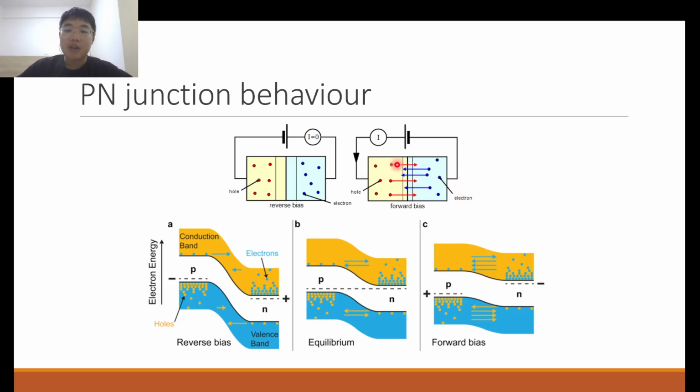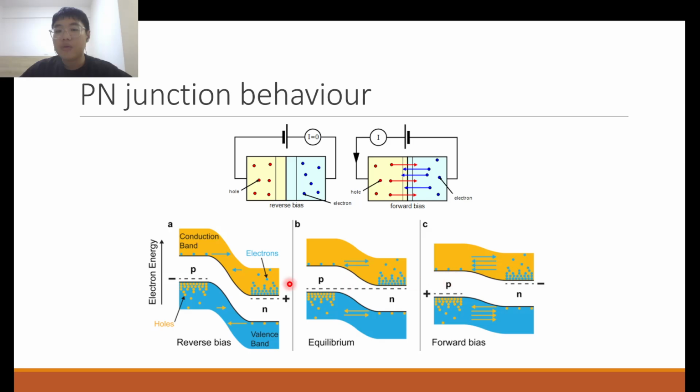So in forward bias, electrons and holes can flow, so current can flow through it. Whereas in reverse bias, current cannot flow through it, or basically very little current flows through it. You can think of it this way: if you apply forward bias to it, you apply a positive potential to the P side over here and a negative potential to the N side over here.